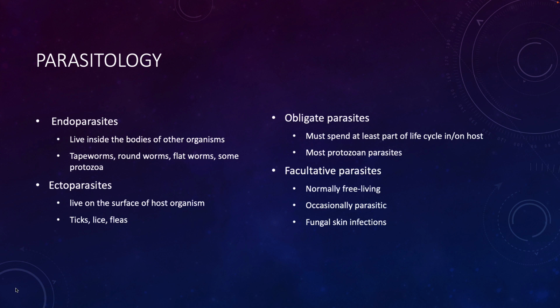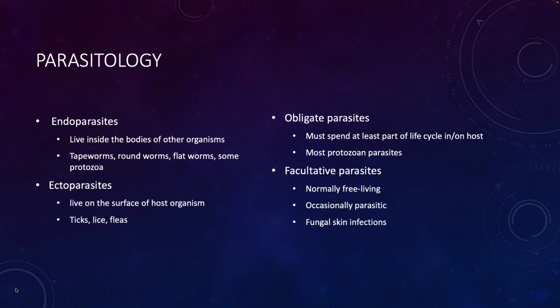We can also classify parasites as obligate or facultative. By obligate, that means they have to, at least for some part of their life cycle, live inside of a host. And that generally is going to be most of the protozoan parasites, things like tapeworms.